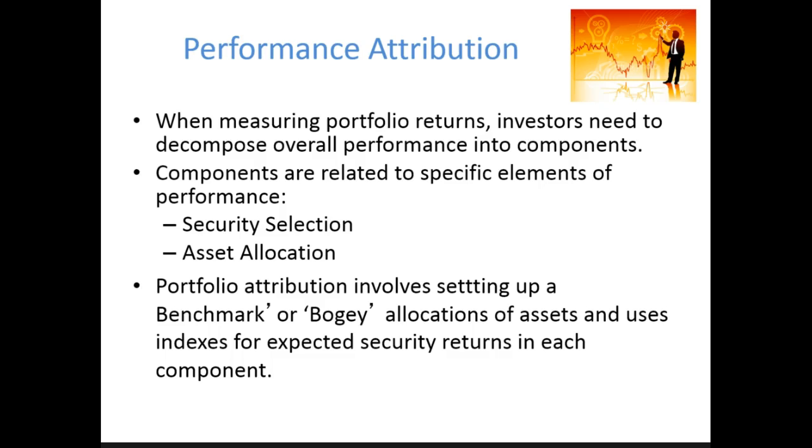So an investor will select an appropriate benchmark, whereby that benchmark will comprise both the benchmark asset allocation decision and the benchmark return within each asset class. Once that benchmark is created, that's often referred to as a bogey portfolio and is used as a measure of expected returns for each of the asset classes.